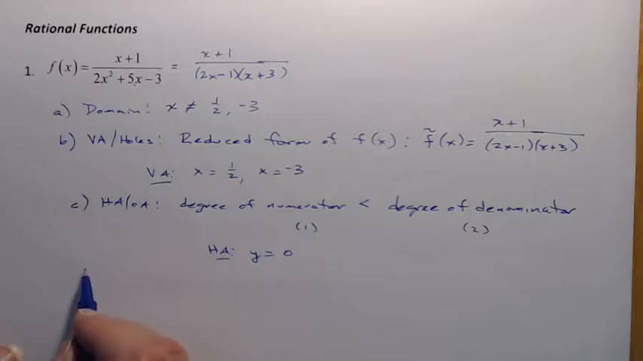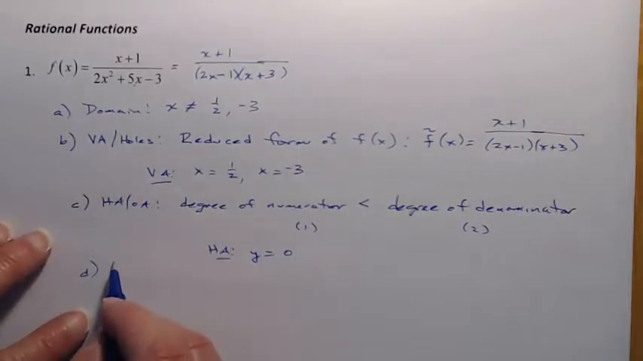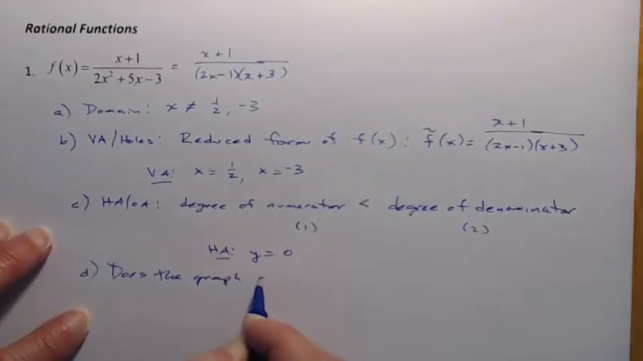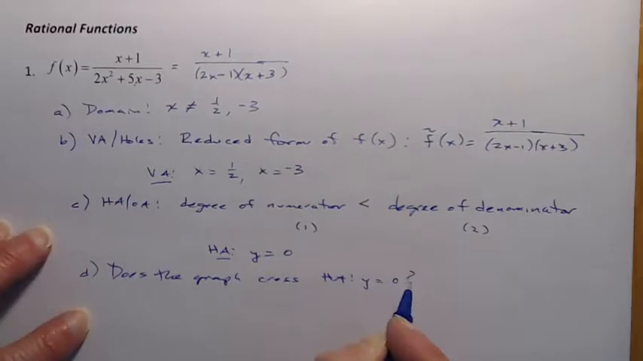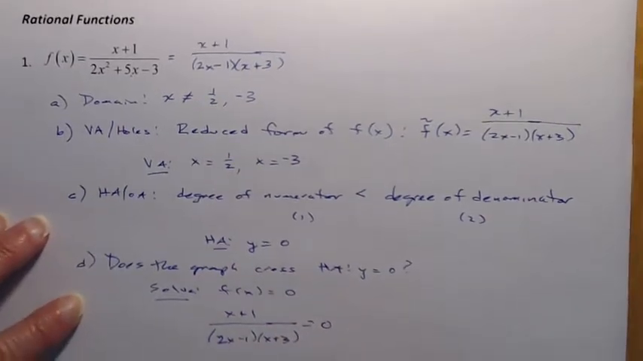Now because we do have an asymptote, it's just an interesting question to find out if the graph crosses this asymptote. So does the graph cross the horizontal asymptote y equal to 0? Well, remember, we just need to solve. We set our function equal to 0, since that's what our asymptote is. So we have x plus 1 over 2x minus 1 times x plus 3 equal to 0.